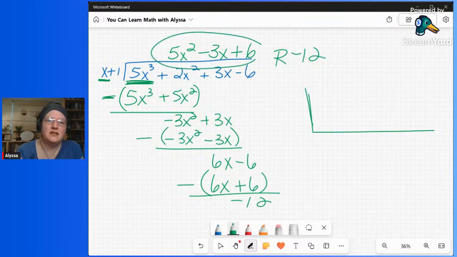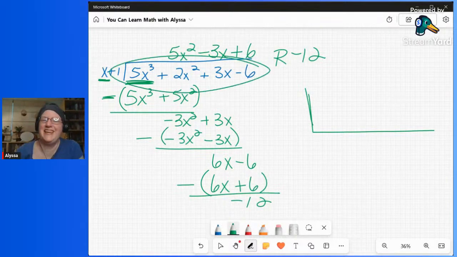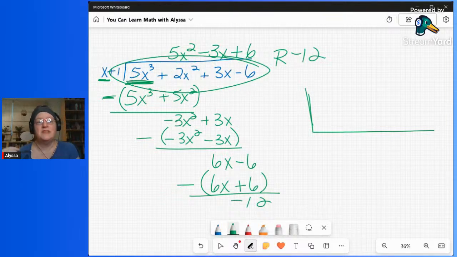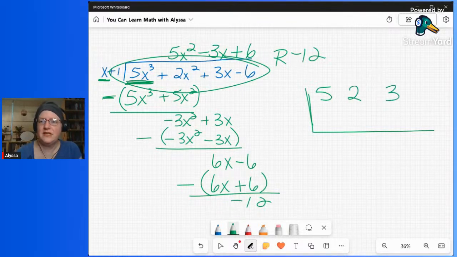You take what you're dividing into, and you're going to write all those coefficients on the top. If there's any x that's missing, like if you had an x cubed and an x squared, but no regular x, and then you had a constant, you're going to put a 0 in for any missing. But here there's none missing. We have an x cubed coefficient that's 5, an x squared coefficient is 2, an x coefficient is 3, and a constant is negative 6.